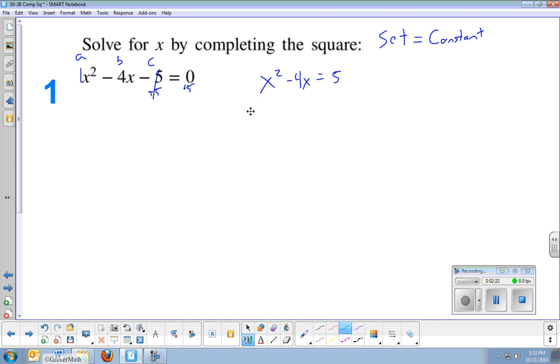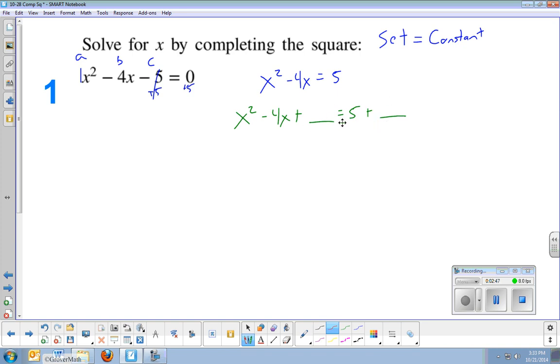Then what we do here is we add something to both sides. So let me show you how I'm going to set this up. I'm going to do x squared minus 4x plus some number equals 5 plus some number. Now, I can keep an equation balanced by adding the same thing to both sides, and that's what we're going to do. But what are we going to add to both sides?